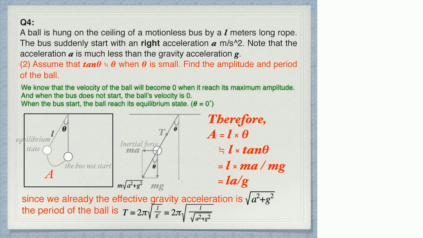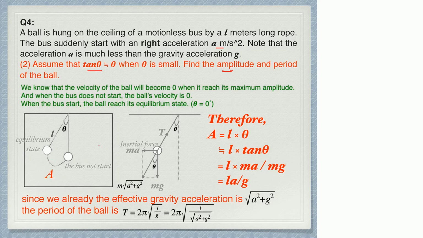A ball is hung on the ceiling of a motionless bus by an L meter long rope. The bus suddenly starts with a rightward acceleration a. Note that the acceleration a is much less than gravity g. Now we are taking the other part. We take the same question, assuming tan theta equals theta when theta is small. We have to find the amplitude and the period.